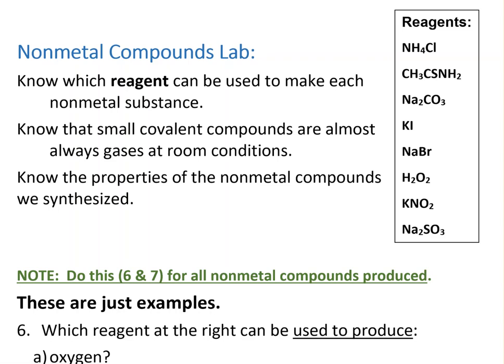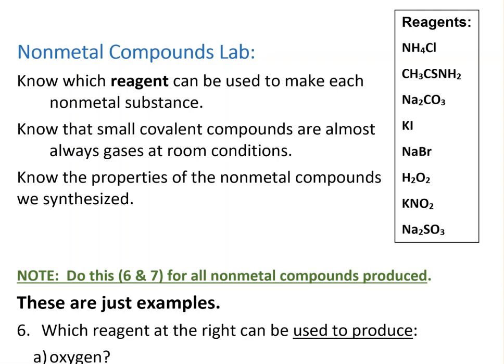On the nonmetals lab, we didn't have calculations, so most of what we're wanting you to learn is about the nonmetal compounds or elements that you're making. And you will need to match those with the reagents that we use to make them. These reagents, we either added an acid, base, or a catalyst usually to those to get our nonmetal products.